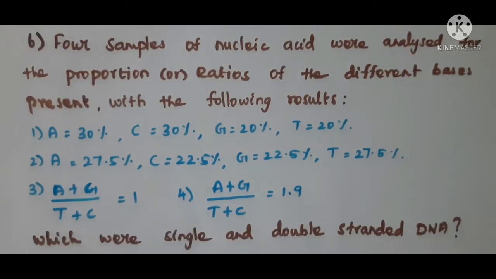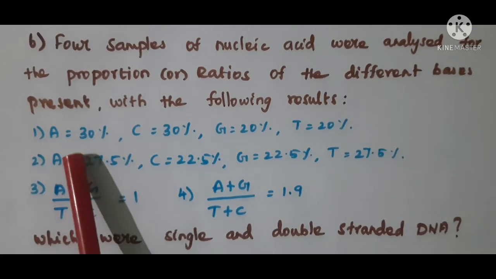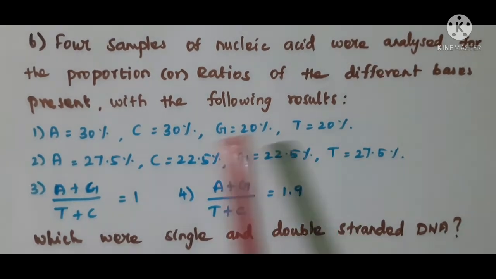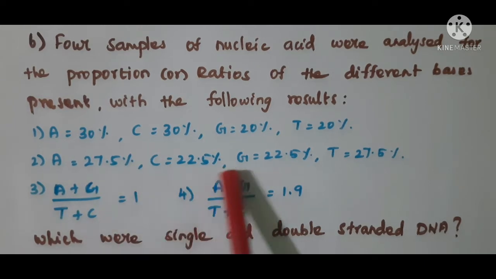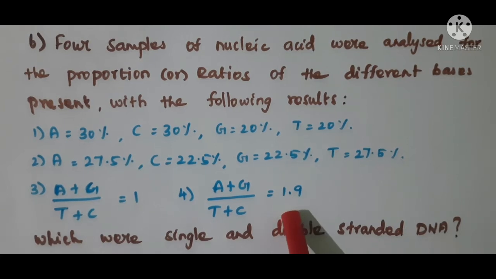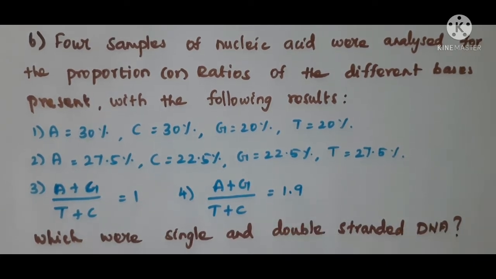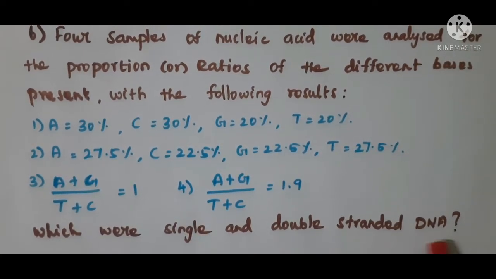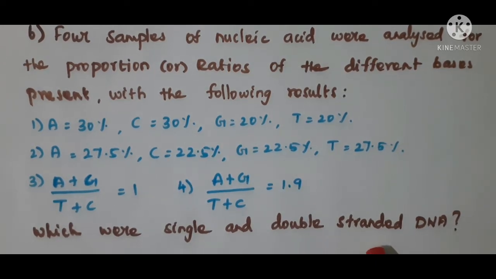And the second problem is, four samples of nucleic acids were analyzed for the proportion or ratios of the different bases present with the following results. The first option is adenine 30%, cytosine 30%, guanine 20%, thymine 20%. In the second option, they have also given the proportion of nucleic acid, and in the third option they have given the ratios of the nitrogen bases, and they are asking whether the given DNA is single stranded or double stranded. To know this, we are going to follow Chargaff's rule.